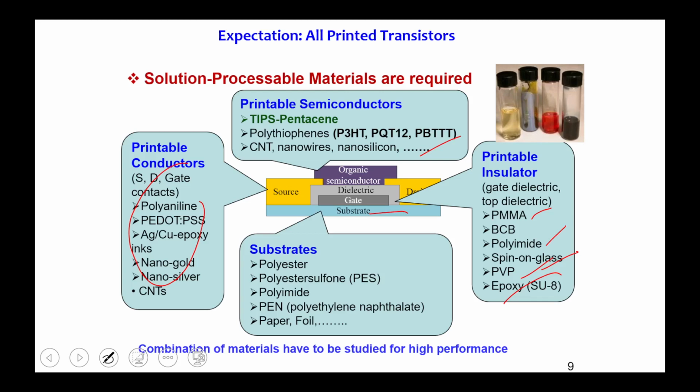In a conventional device we use SiO2 as an insulator to insulate the gate. In CMOS technology we use silicon nitride as an insulator, but in the case of flexible electronics we use these materials as the insulator. And for the substrate, polyester, PES, polyimide, PAN, paper, foil, whatever substrate you can use. Even tree leaves and cloth can be used as a substrate. And these are the source and drain, and we use organic semiconductor materials here.